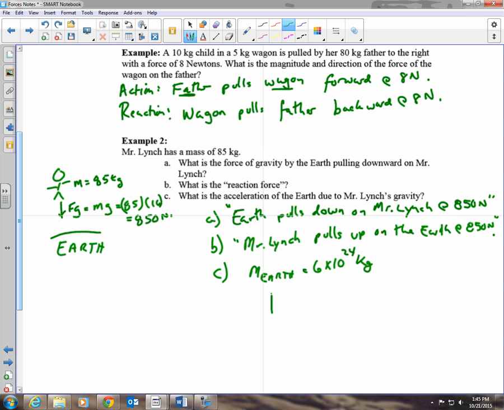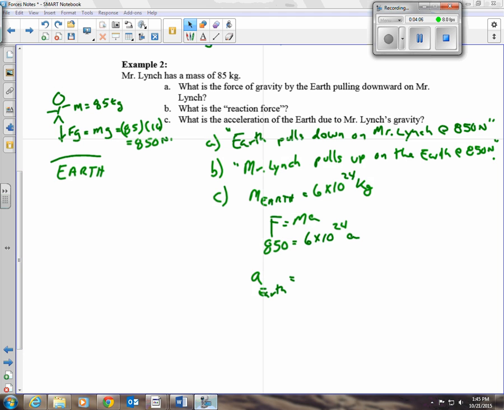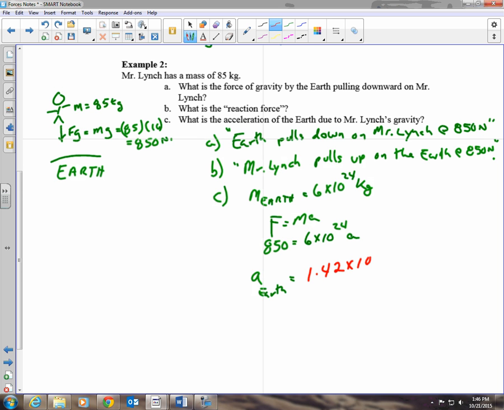Now to find the acceleration of the Earth, I can do F equals ma. The force is 850 newtons, equals mass of 6 times 10 to the 24th times a. So the acceleration of the Earth is going to be, I would take the 850 and divide it by 6 times 10 to the 24th, and I get 1.42 times 10 to the minus 22nd meters per second squared.